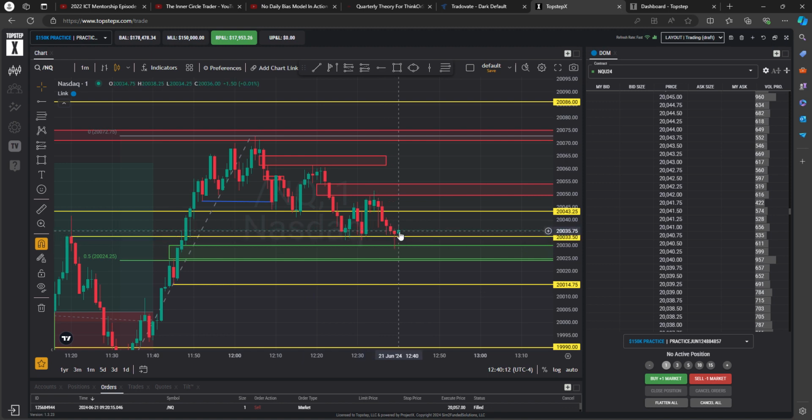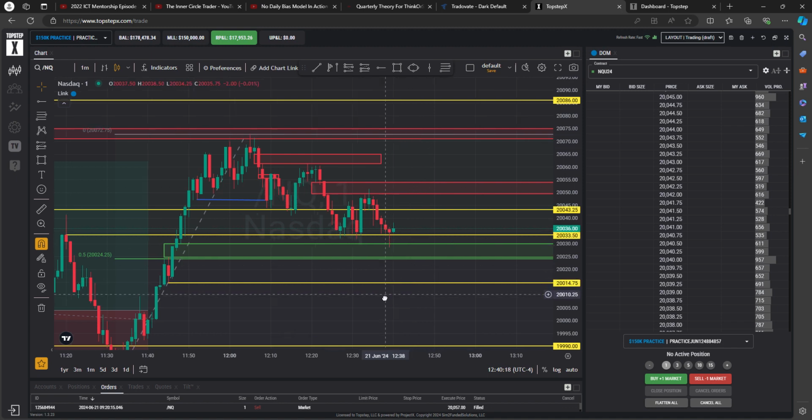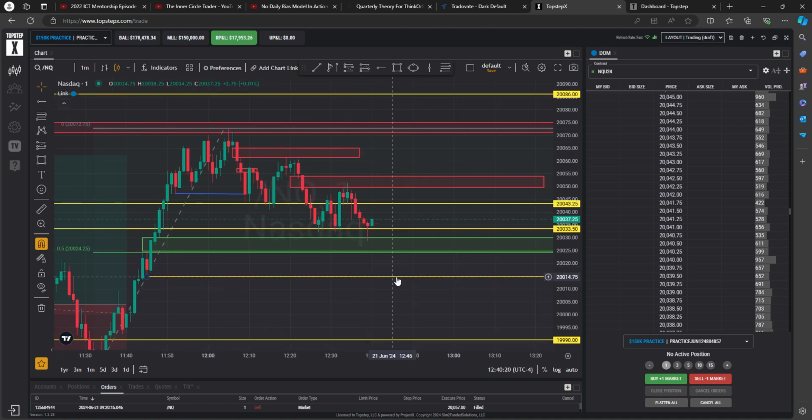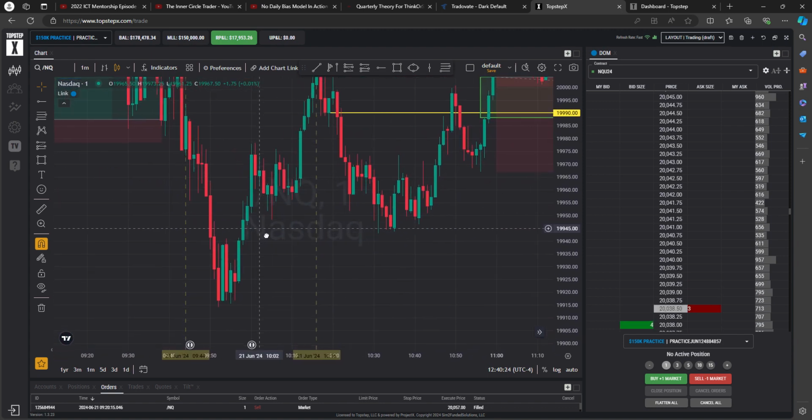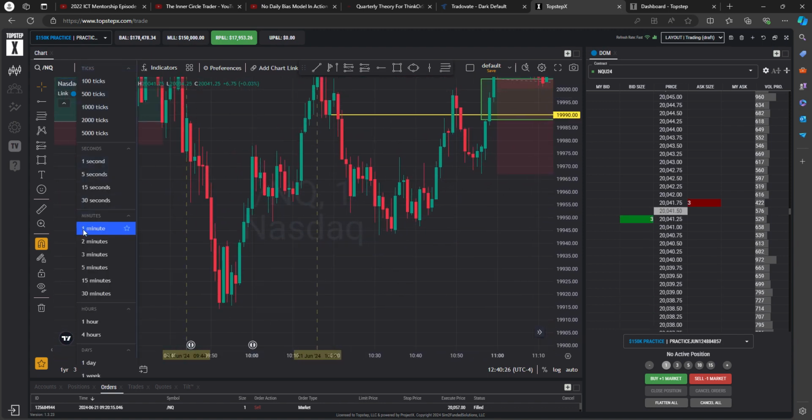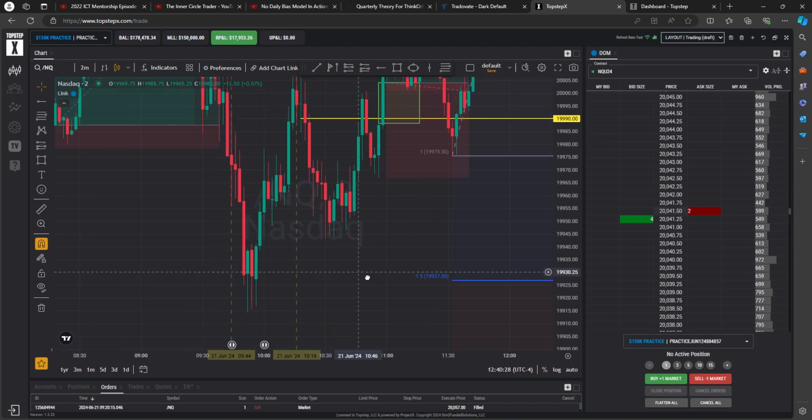So as you see, we are starting to move up a little bit, exactly what I was looking for. Some people could look for a long trade here. I'm not too interested in that, considering we are in the lunch hours. So let me go ahead and show you guys exactly what the move was for this first macro window.